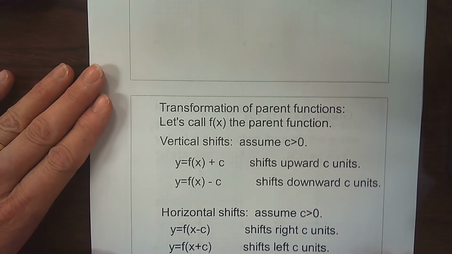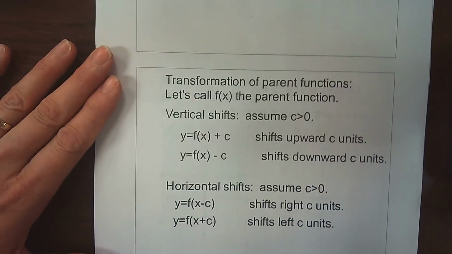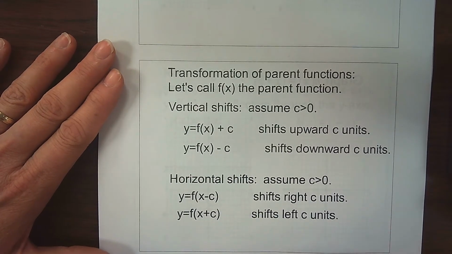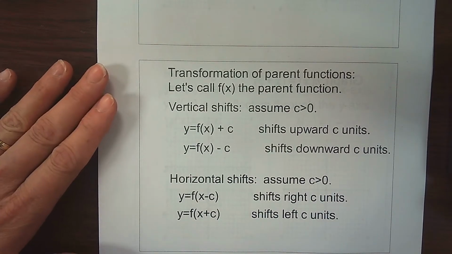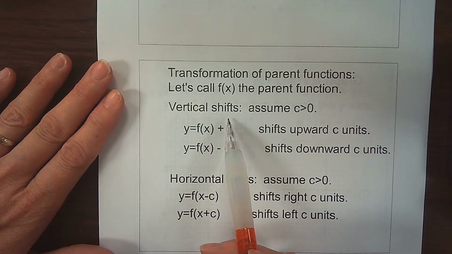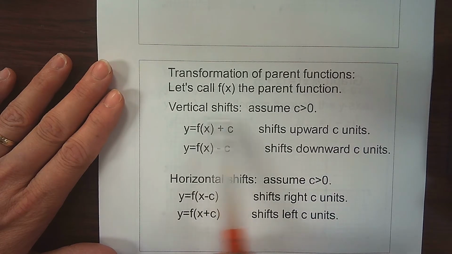So let's take a look at some transformations. Hopefully some of these will sound familiar based on things that you studied in geometry. All right, we're going to begin with shifts, or sometimes you call those translations, right? Vertical shifts, those are the up and down shifts, right?